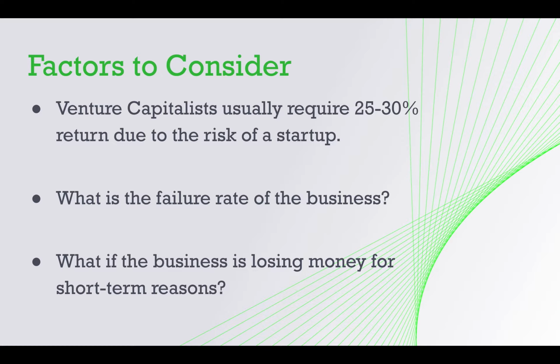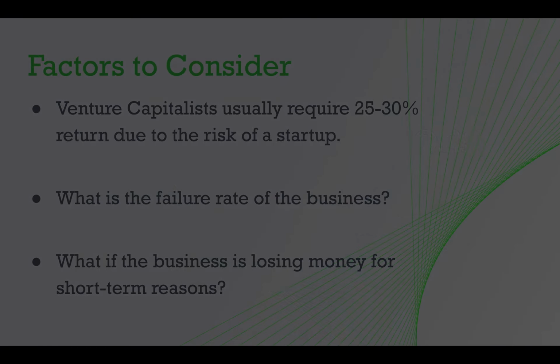And then things to also consider: what's the failure rate of a business? Some businesses, like restaurants, have a pretty high rate of failure. And then also, what if the business had a bad year for short-term reasons? Something, a black swan event occurred. Otherwise it's normally a very profitable business. Well, then this might not be the best reason, because it could have undervalued the business. So again, look at the cash flow over a long period of time to get an idea of whether it's consistent or just a bad year.